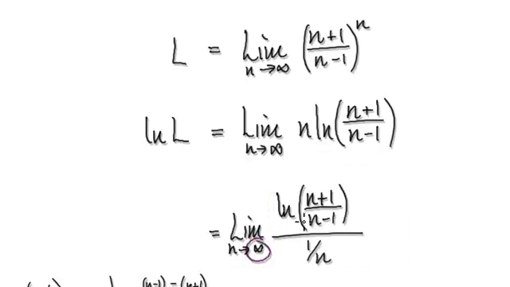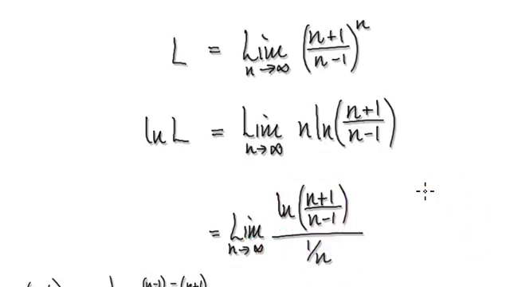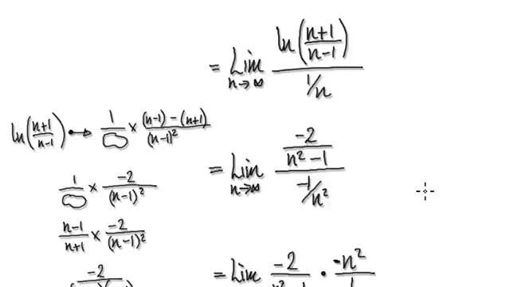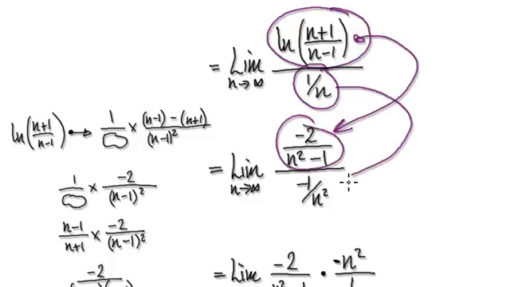As n tends towards infinity, this thing here is going to be 0, and as n tends towards infinity, this thing here is going to be 0. So here you've got 0 over 0, which is an indeterminate form. So we would apply L'Hopital's rule. Applying L'Hopital's rule, differentiate this, that will then give us this, and then differentiate this, that will then give us this.